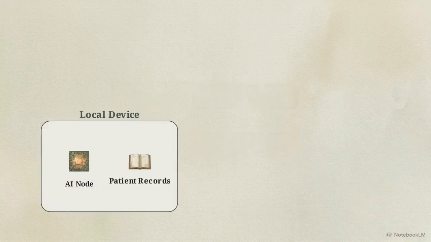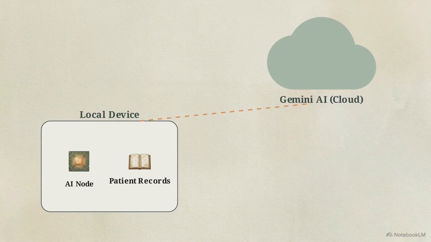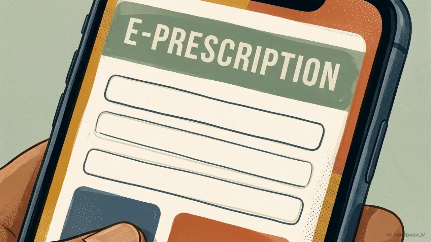Notice an important technical requirement here. While patient records are stored locally, querying the external Gemini AI for this specific diagnostic breakdown strictly requires an active internet connection to return a result. Once you have the suggested temperament, navigate over to the e-prescription screen. This is where you will build the patient's specific remedy.